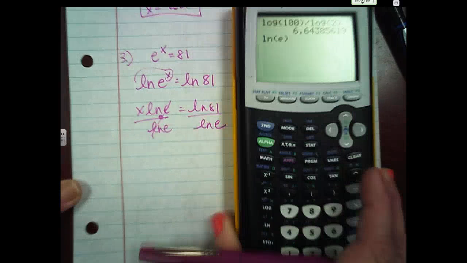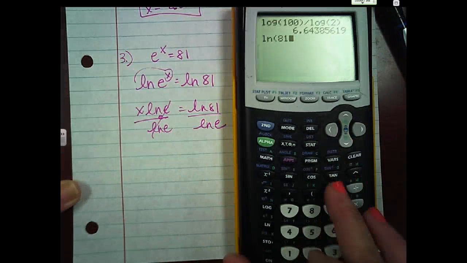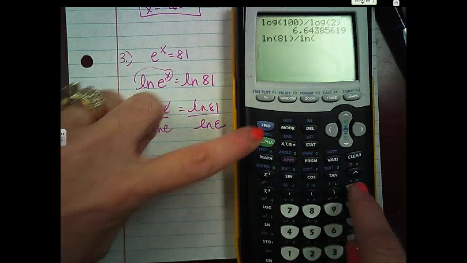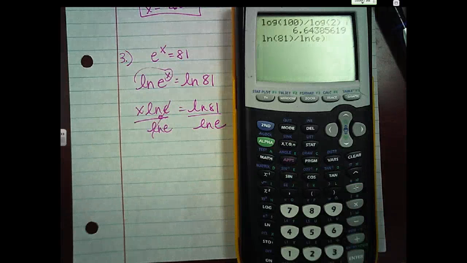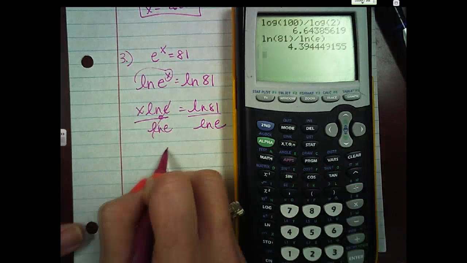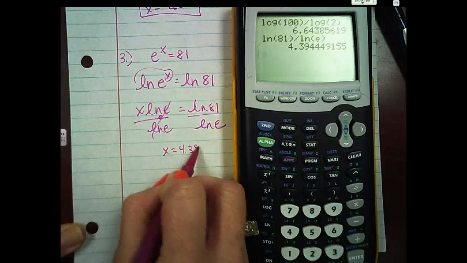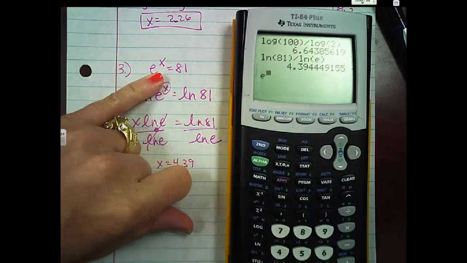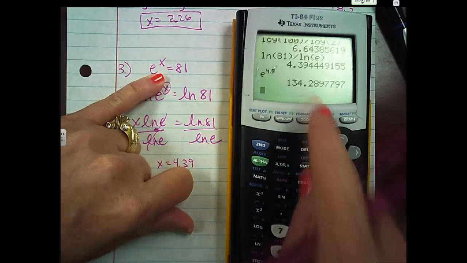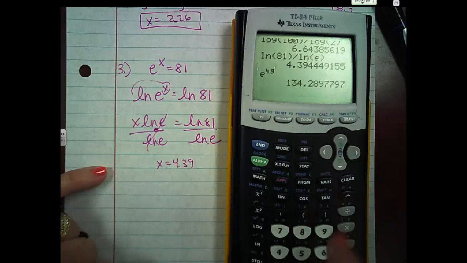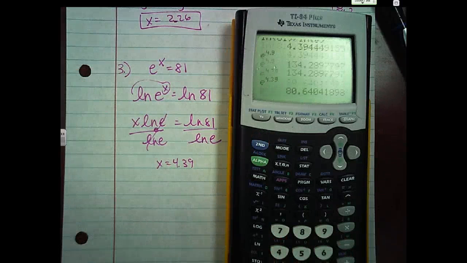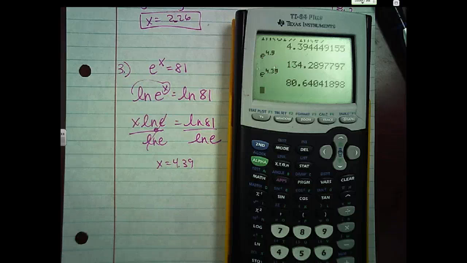Oh, I'm sorry, I should say ln 81. So ln 81 divided by ln e. And you get 4.39. So x is 4.39. And guys, you can come back here and test it. If you take e to the 4.39 power, you should get 81. Okay, all right. You're done for notes, so you can work on your assignment.